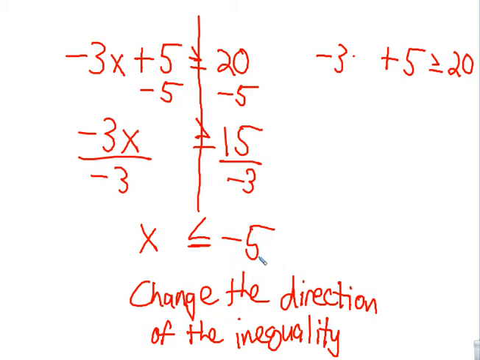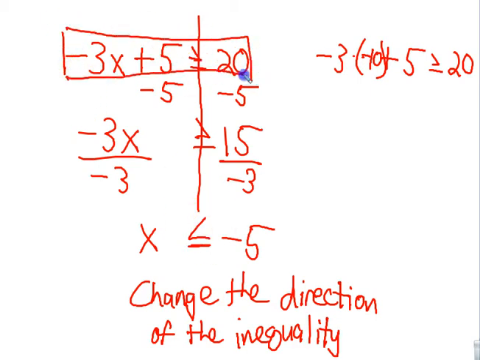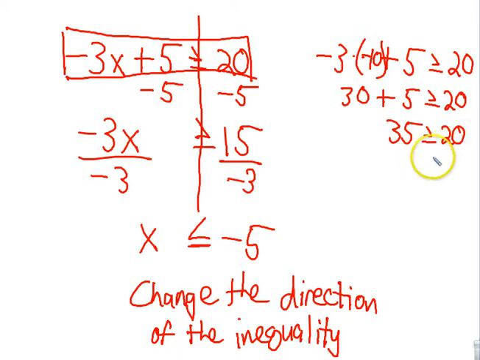So something smaller than -5 is -10. So I'm going to plug in -10 into the original inequality. Okay, notice that it's the original. This was the original problem. Okay, so -3 times -10 is 30, plus 5 is greater than or equal to 20. This is 35. Okay, so you see it works.